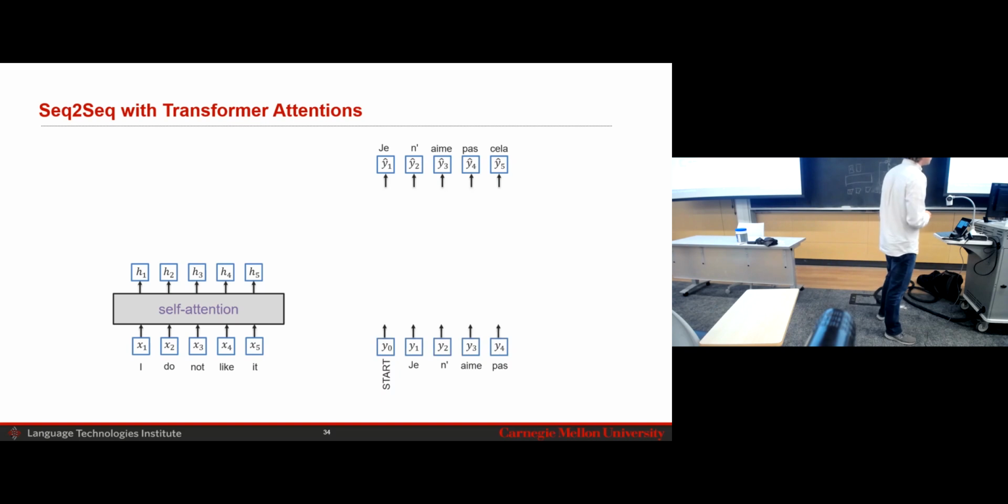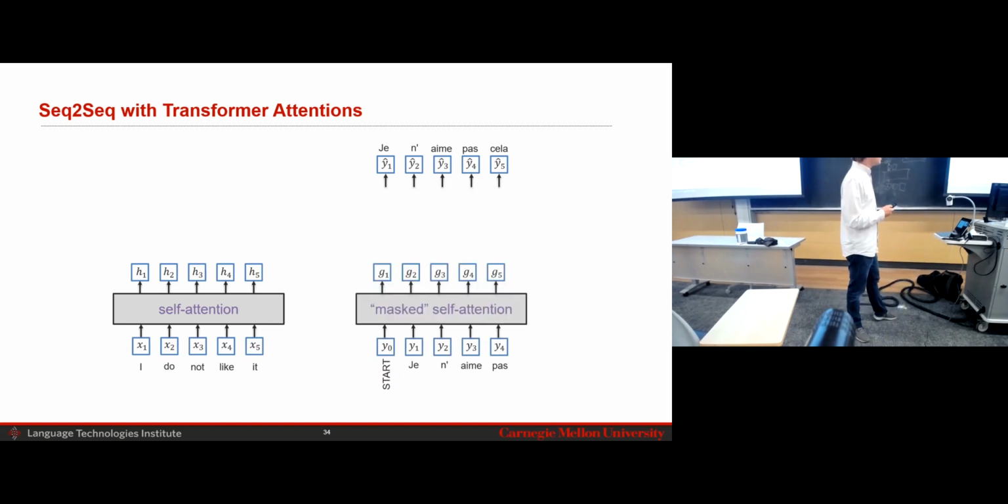And then what you can do is, if you want to do a translation, you would like to take into account what the translation has been so far. Let's say I'm at the word "je n'aime," and then you want to know what is the next word.